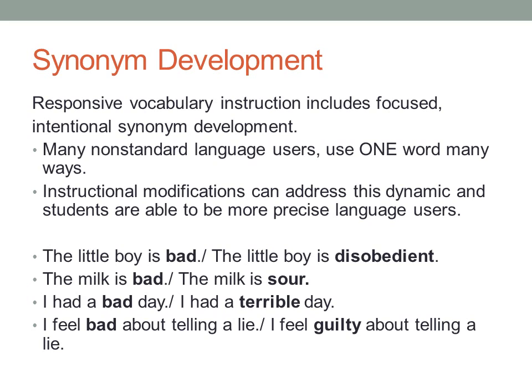Synonym development. Responsive vocabulary instruction includes focused, intentional synonym development. Many non-standard language users use one word many ways. Instructional modifications can address this dynamic, and students are able to be more precise language users. Take a look at this example with the word bad. This little boy is bad. Instead, the kids could substitute disobedient. The milk is bad. Possibly sour would be a substitute. I had a bad day, to I had a terrible day. And I feel bad about telling a lie, to I feel guilty about telling a lie. Helping kids expand their academic vocabulary will help them become better readers and better learners.